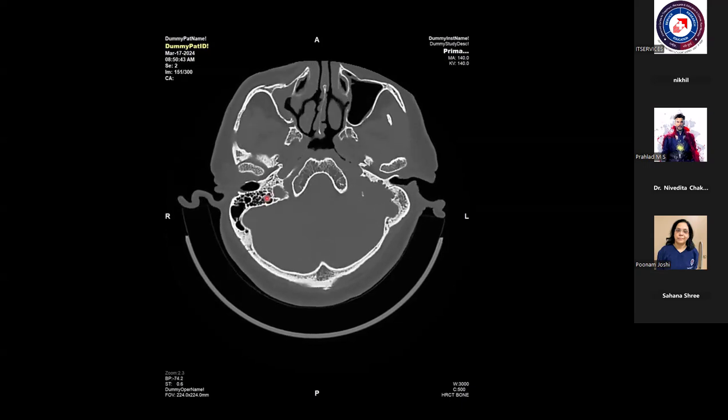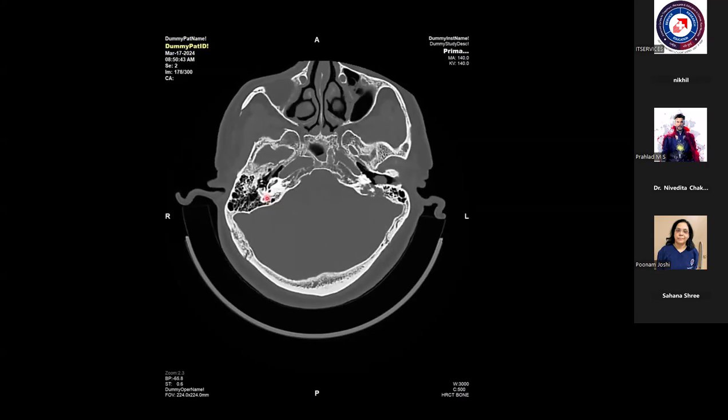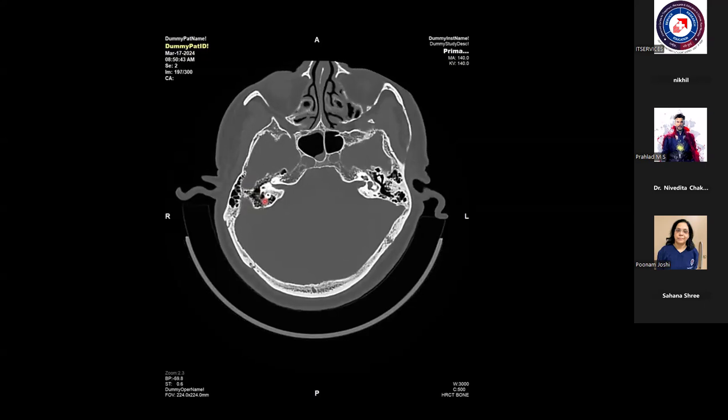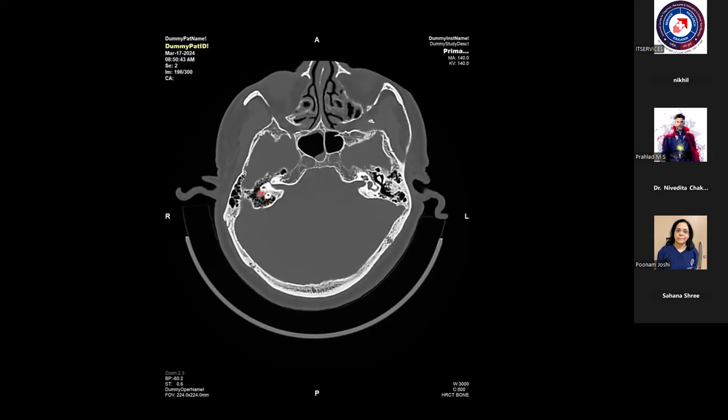So we have been able to trace the entire facial nerve in this. Now, let's focus on the ossicles. So from superior to inferior. As I'm going inferior, this is the superior most cut. This is the superior semicircular canal. As I'm going inferior, what do we see?